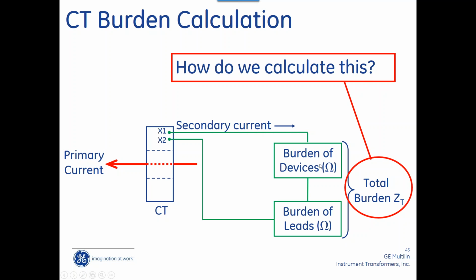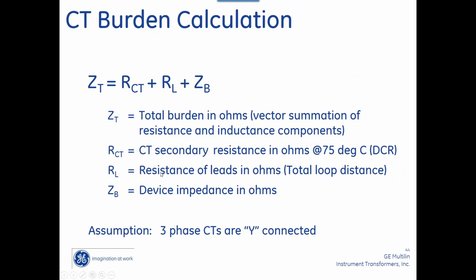So how do we calculate the burden of the device and the burden of the leads? The calculation is the total burden, which is the CT's secondary resistance, called DCR, which is the DC resistance, plus the resistance of the wire and the device. Okay.